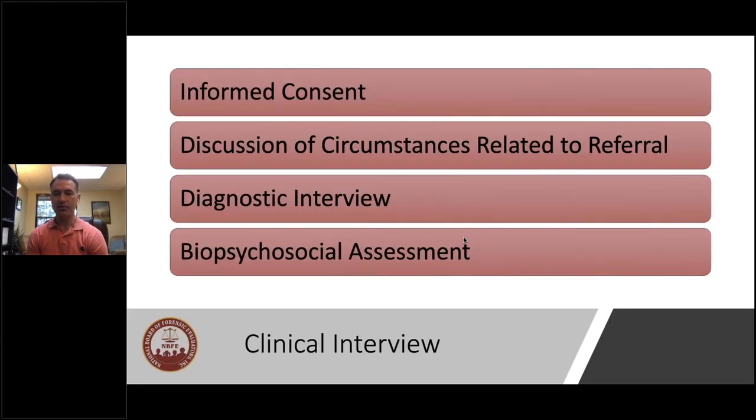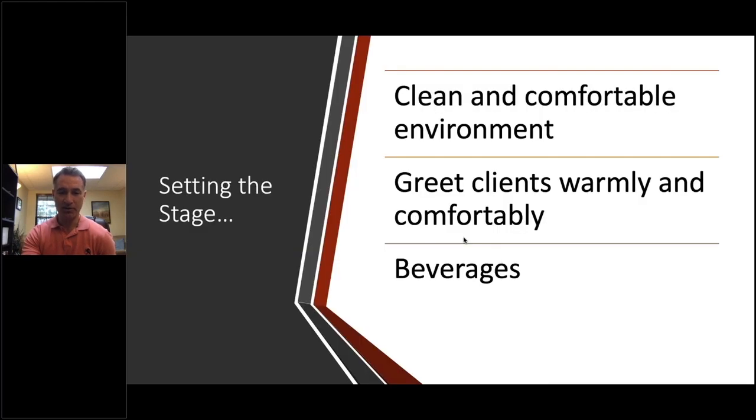I would say that a clinical interview would start with your informed consent process, then move on to discussing the circumstances related to the referral. Then there's a diagnostic interview where you're trying to determine whether one or more substance use disorders are present. And then there's a biopsychosocial assessment where you are assessing multiple domains of the client's life to try and determine what kind of treatment needs they may have. So there's a lot of information we're collecting with a clinical interview.